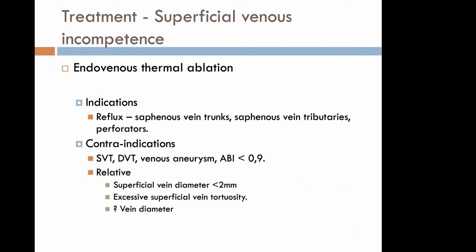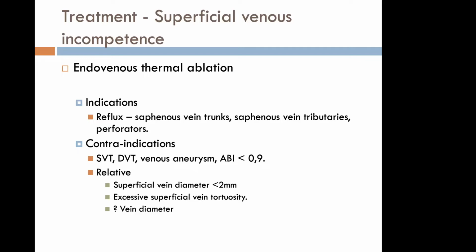Now, these endovenous thermal ablation techniques are used in patients who have reflux in the saphenous vein trunks, those being the great saphenous vein or the small saphenous vein. And you can also use it in the saphenous vein tributaries. But these are contraindicated in patients who have superficial venous thrombosis, deep venous thrombosis, or significant peripheral arterial disease.